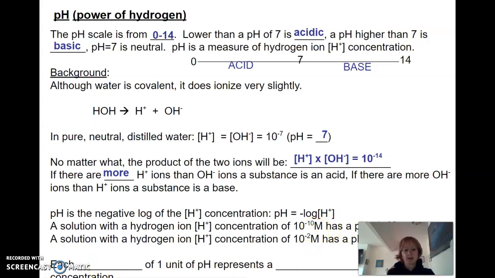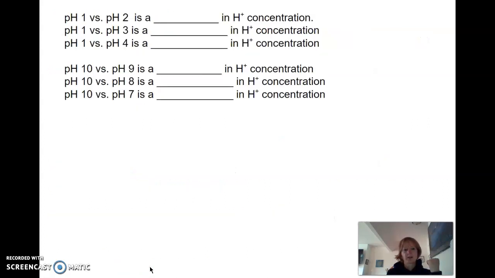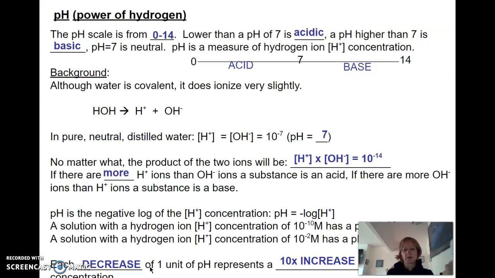Okay, so let's summarize it to put it all together. Each decrease of 1 pH, so think about that: if you're decreasing in pH, you're getting more acidic, right? That represents a 10 times increase in hydrogen ion concentration. And then the opposite: if you're increasing, then you would have a 10 times decrease in hydrogen ion concentration.